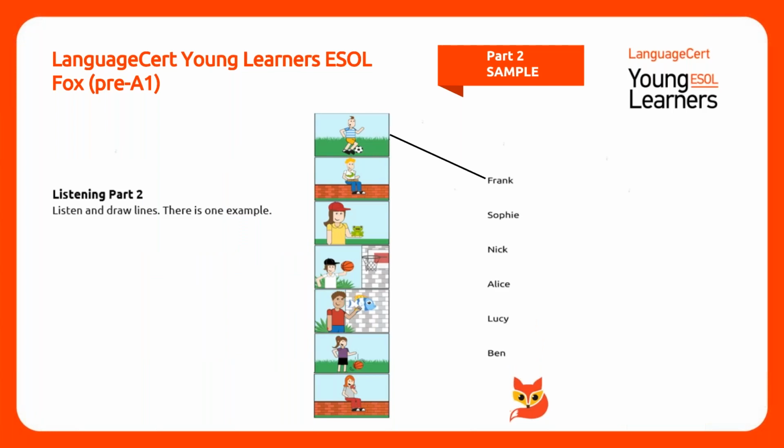Part 2 requires the candidate to listen to 5 statements and to draw a line to match a visual to a name. An extra distractor is provided, so there will be 6 visuals to choose from to match with the 5 names given. An example is also provided here.